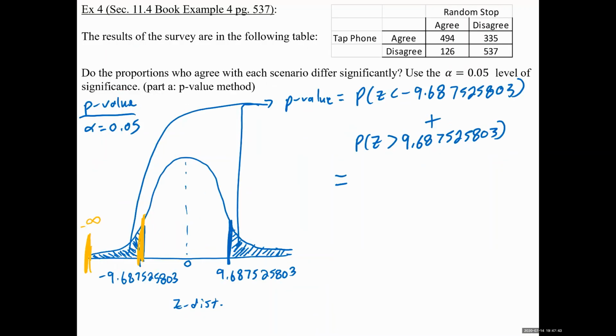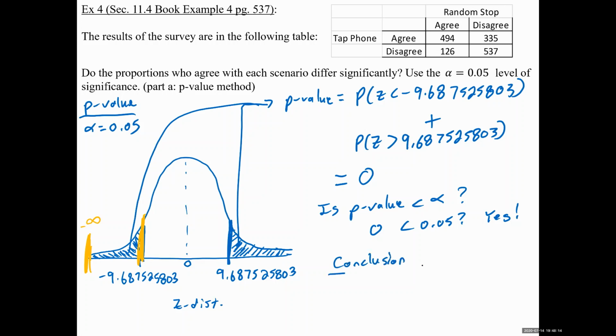Since we have our p-value, we can now decide if we should reject H0 or not. The p-value is 0. The next question is, is the p-value less than alpha? That's always what you ask. The p-value is 0, and alpha is 0.05. It's definitely less. 0 is definitely less than 0.05. So if the answer is yes to this question, the conclusion is reject H0.